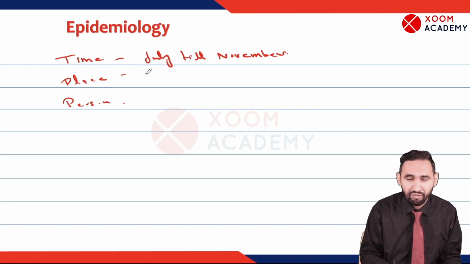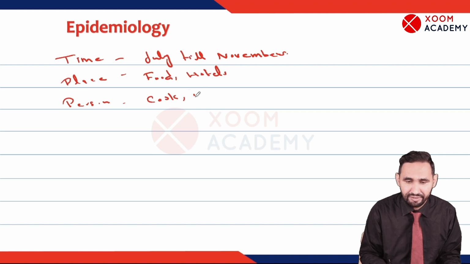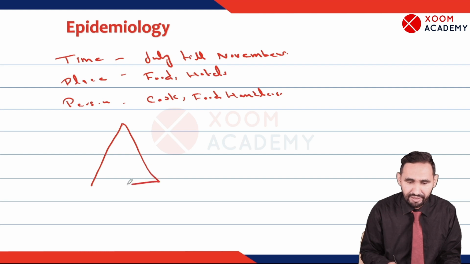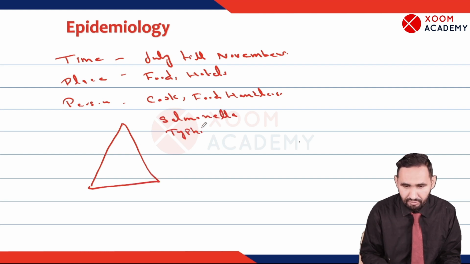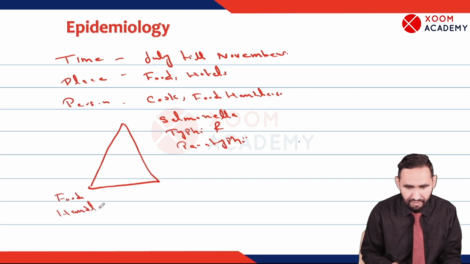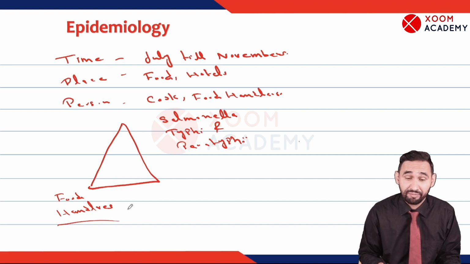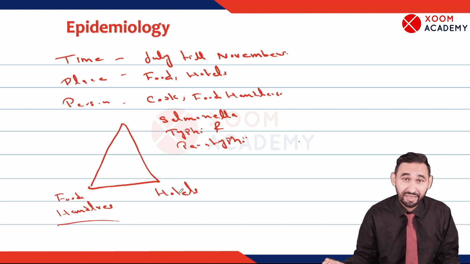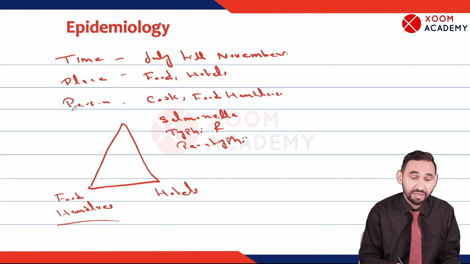Place: food, where food is served, restaurants, hotels, they are sources. Person: cooks, food handlers, those who handle food. So what is the triad of typhoid fever? We can say that the agent is Salmonella typhi and paratyphi. This is the agent. Host: food handlers like waiters, cooks or chefs. Environment: hotels. So typhoid spreads through the fecal-oral route. It spreads through food. So this is the epidemiological triad of typhoid fever.